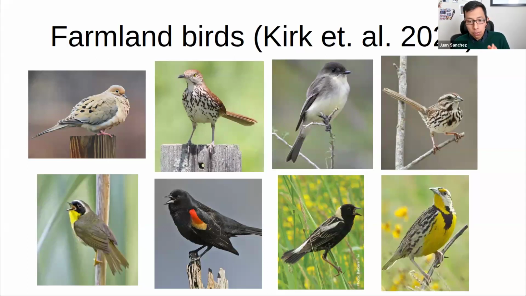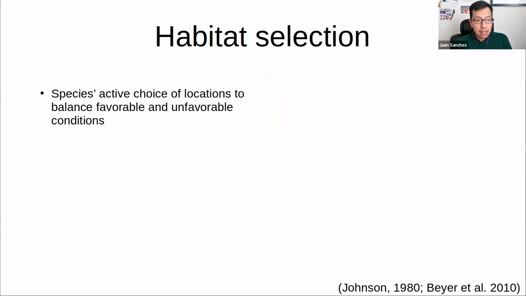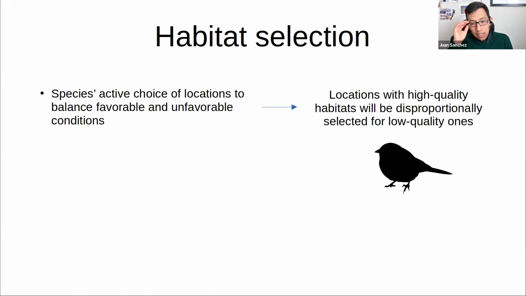And the process that allowed me to link the species with the land covers was habitat selection. Habitat selection is a species' active choice of locations to balance favorable and unfavorable conditions. It's a process in which the species, or we assume that the species, when they reach a location, have to make a choice if they see favorable or unfavorable conditions. So we can assume that locations with high quality habitats will be disproportionately selected over low quality ones. So we can use data like species occurrence, and from occurrence, we can assume that those areas where the species are being seen are actually being selected compared to other areas where the species are not being seen.